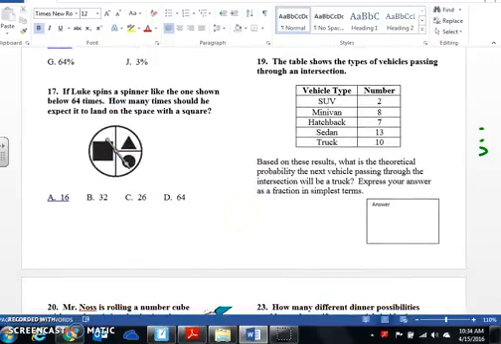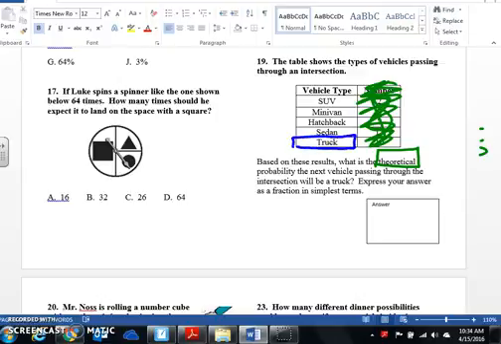All right, the table shows the types of vehicles passing through an intersection. Based on these results, what is the theoretical probability that the next vehicle passing through the intersection will be a truck? So theoretical, we do not worry about data. To be honest, you can get rid of this. We want the theoretical. So theoretically speaking, there's one truck, and there's 1, 2, 3, 4, 5 possible different types of vehicles. So our theoretical probability is 1/5.